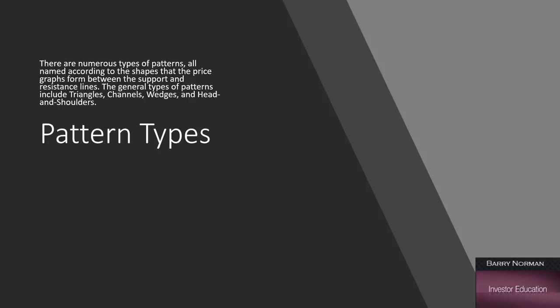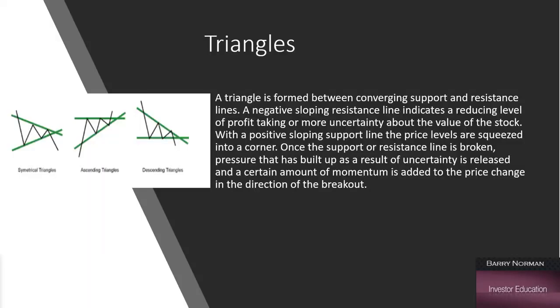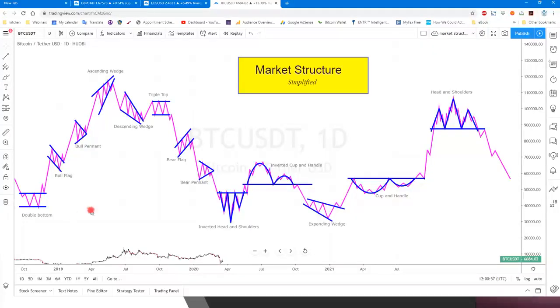But the ones that we rely on are triangles, channels, wedges, head and shoulders. We also have patterns like double bottoms and double tops and triple bottoms and triple tops. We have cup and saucer, and we have pennants and flags, but they're all based on channels and triangles. So let me pop up a little chart here to help you see it. This is what I call market structure. Now, market structure are some of the patterns that appear in everyday trading.